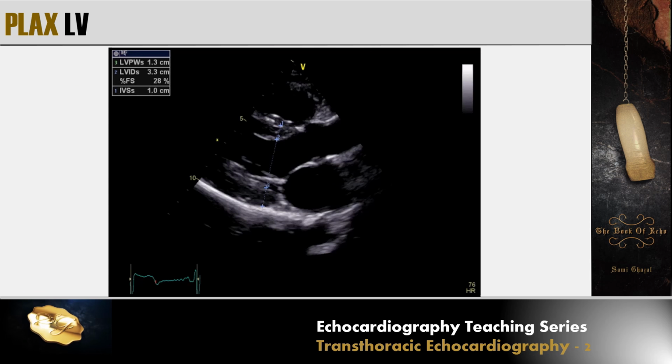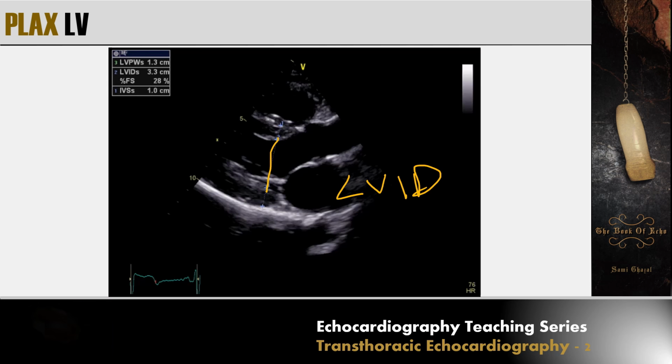Then freeze the image at the end systolic frame, the frame that has the smallest LV cavity. And what you need to measure here actually is this, the LV internal dimension in systole only.